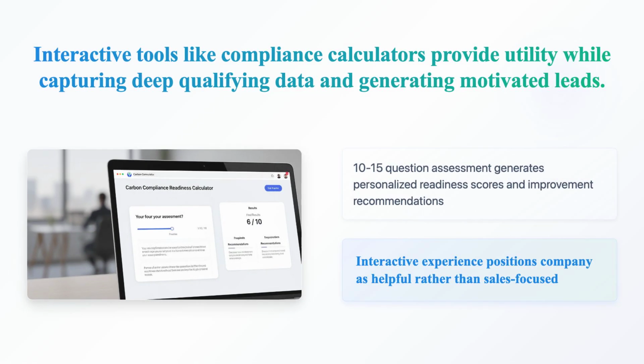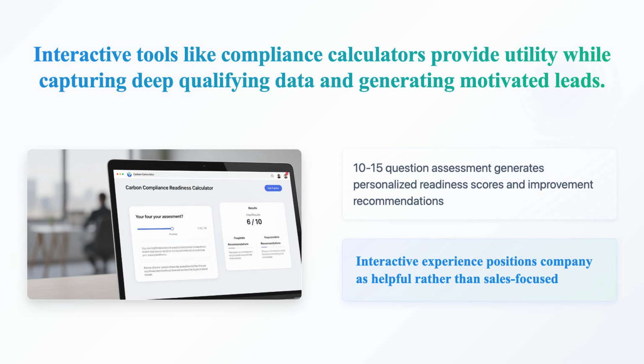Interactive tools create engagement that static content cannot match. Develop a carbon compliance readiness calculator as your signature lead magnet. Create a simple online tool where prospects answer 10-15 questions about their current processes. Do you track Scope 1 emissions? How do you collect energy consumption data? What's your current reporting frequency?